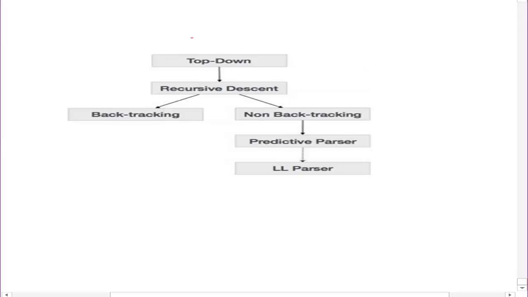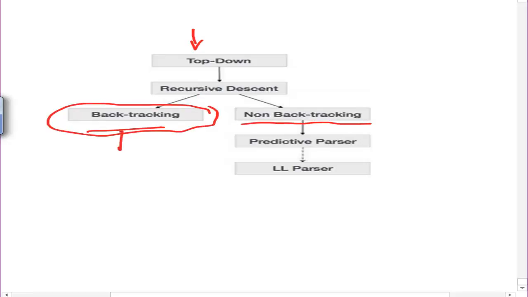Dear students, in the last video we started the topic of top-down parsing, and we saw that it is recursive descent, and recursive descent is of two types, either backtracking or non-backtracking. The backtracking part we covered, and it has the disadvantage of backtracking as well. So we try to remove the backtracking in the non-backtracking.